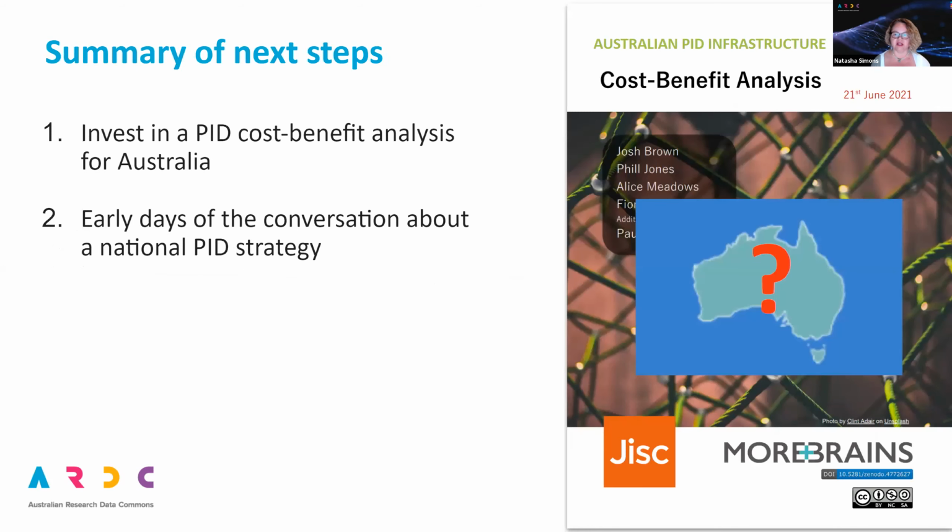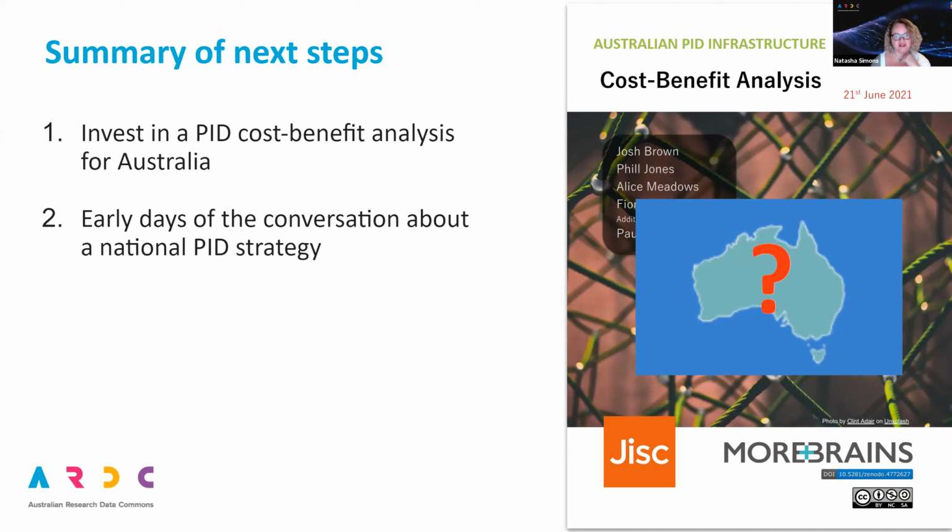So this is just the last slide, just giving you a summary of where we're at. So we are going to invest in a PID cost benefit analysis for Australia through More Brains, using a similar sort of methodology to what they used in the UK, with some potential variations in that people here are particularly looking at identification and tracking of research instruments and research facilities. So we'll see how that kind of factors into the equation.